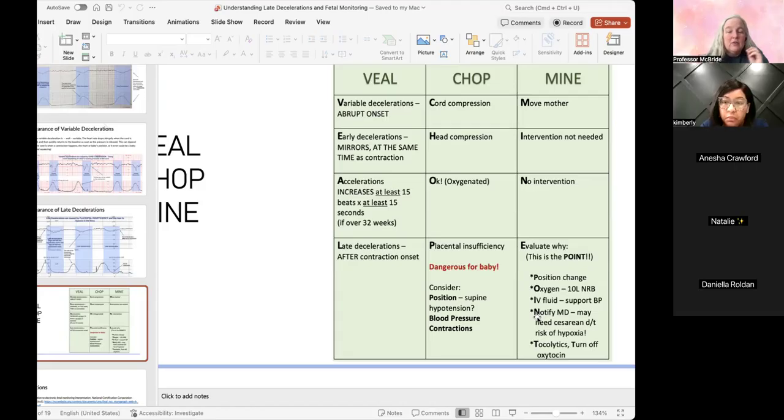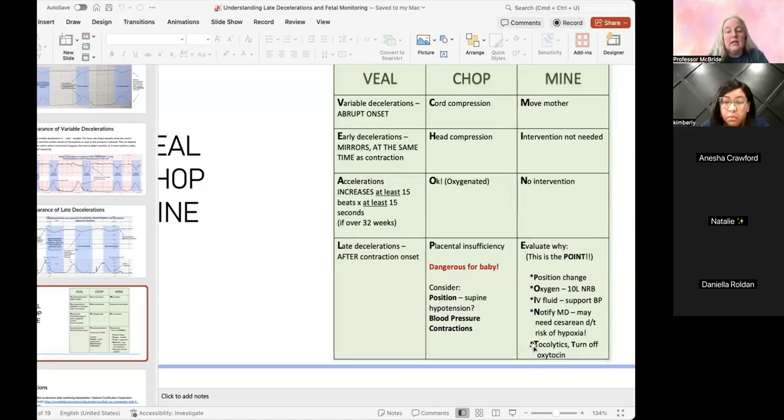If I'm having late decelerations, we need to notify the provider. They might need to order tocolytics, which is the next thing on our list to slow contractions down. They might need to consider doing a C-section because this baby is not getting good oxygen. The baby is showing signs of hypoxia with these late decelerations. And so notify the provider.